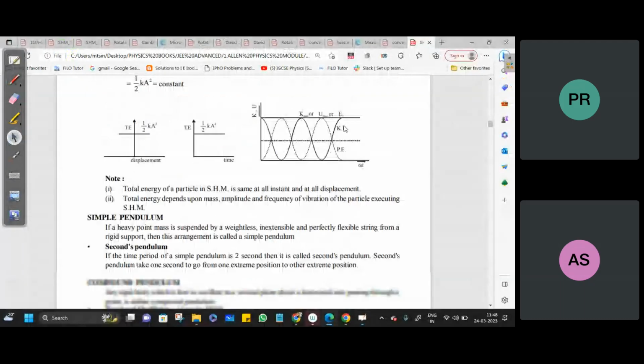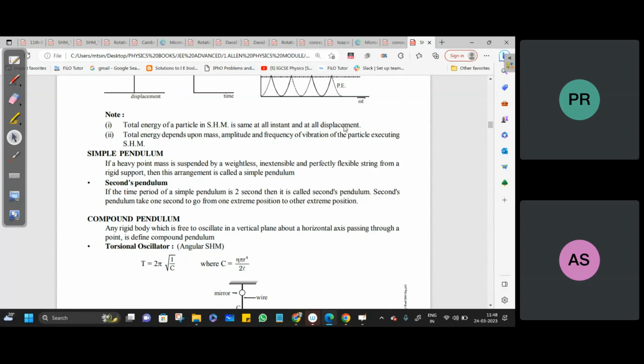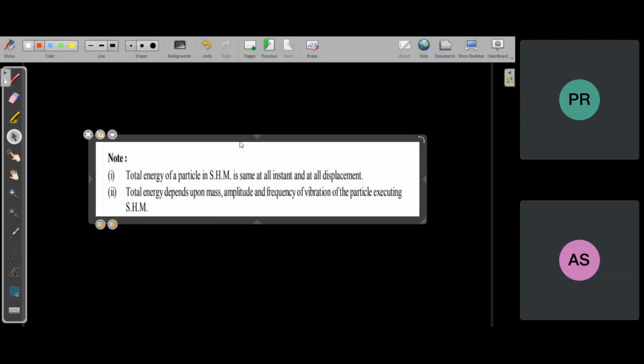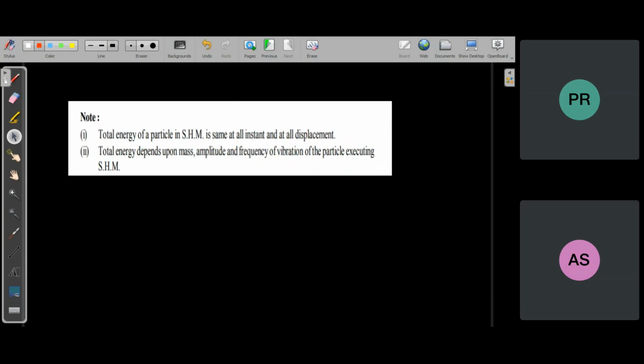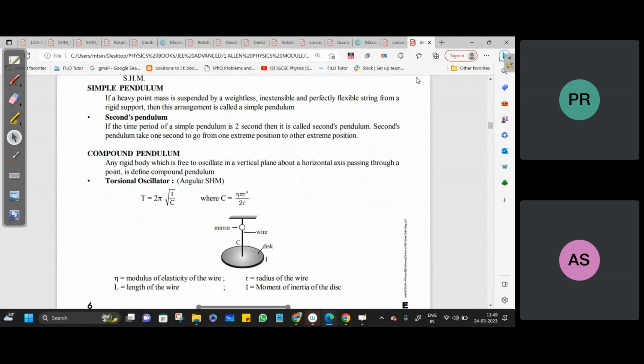Total energy in SHM will be constant, assuming that there is no dissipative force, no resistive force. So all the forces are internal conservative. So mechanical energy will remain conserved if all the forces are internal conservative forces.